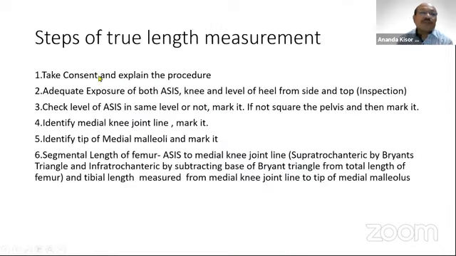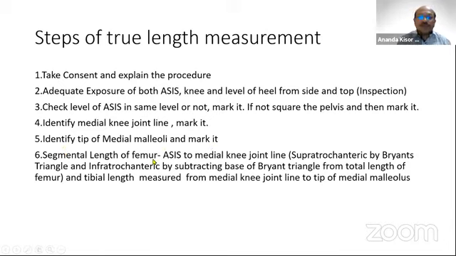Now, suppose this is another OSCE, I can discuss along with what are the steps of true length measurement. These are the basic steps of true length measurement when asked in your examination. First is to take the consent and explain the procedure. Then adequate exposure of both ASIS, knee, and the level of the heel from the side and the top. This is for inspection, so that we can identify the affected side. Next, check whether the ASIS are at the same level or not. Mark it. If not, square the pelvis and then mark it. Identify the medial knee joint line and mark it. Next, identify the tip of the medial malleolus and mark it.